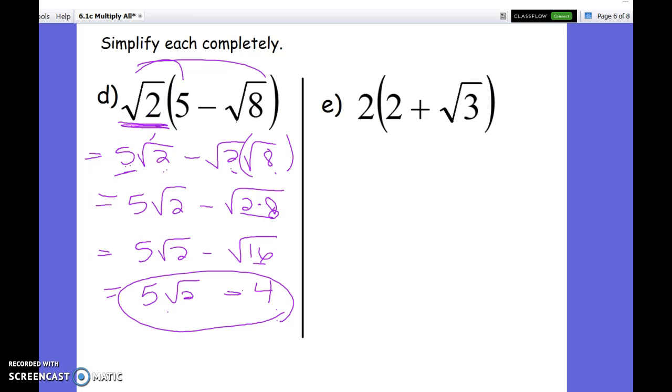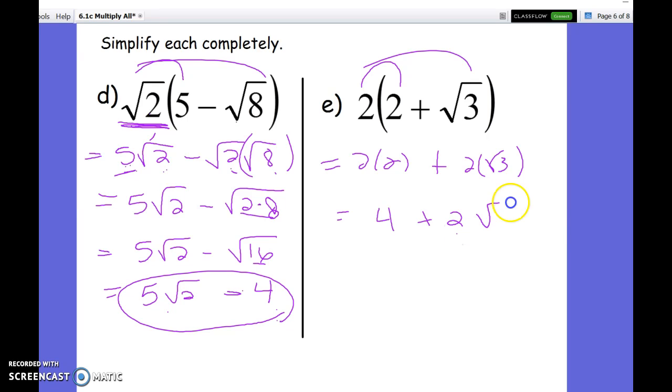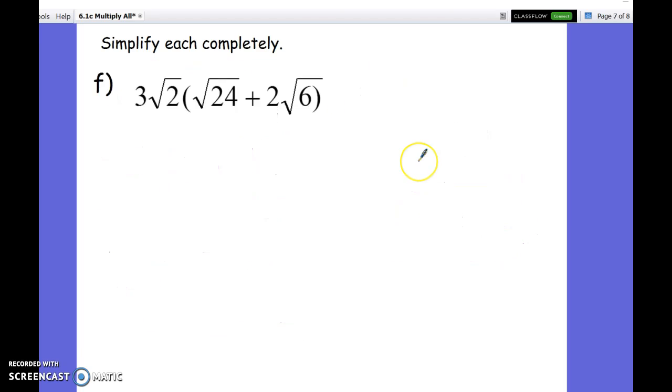Now would be a good time to pause and write letter E for yourself. Well, we're going to distribute our 2. We'll have 2 times 2 plus 2 times the square root of 3. Well, 2 times 2 is just 4, plus 2 times the square root of 3. Well, 2 is outside our radical, so it's stuck there. 3 is inside our radical, so it's stuck there. Looking at these, we can't simplify 4 anymore. We can't simplify 2 square roots of 3 anymore. So 4 plus 2 square roots of 3 is our final answer.